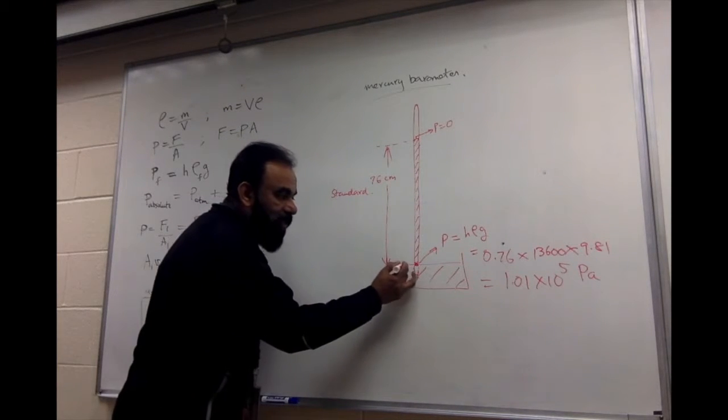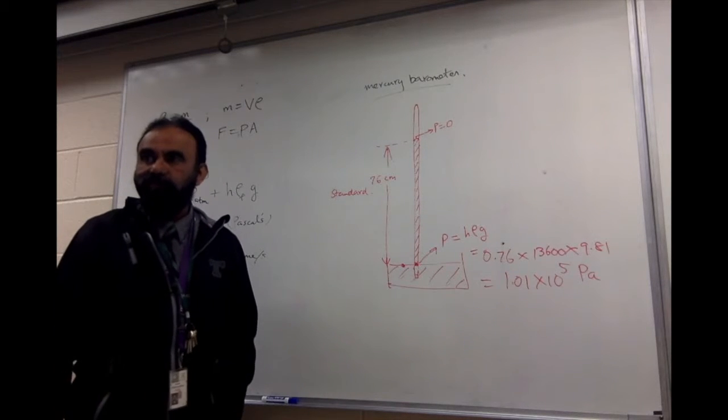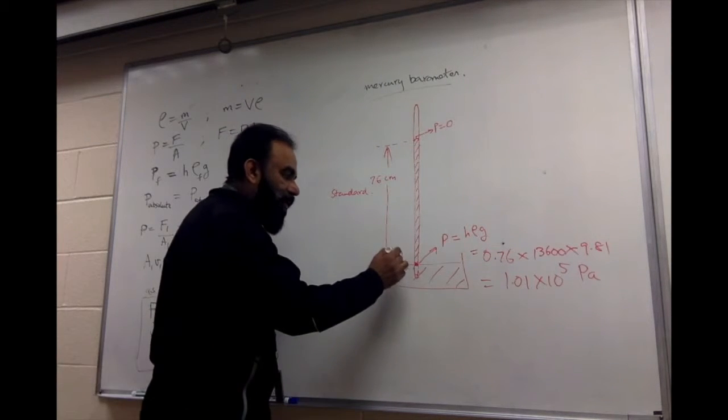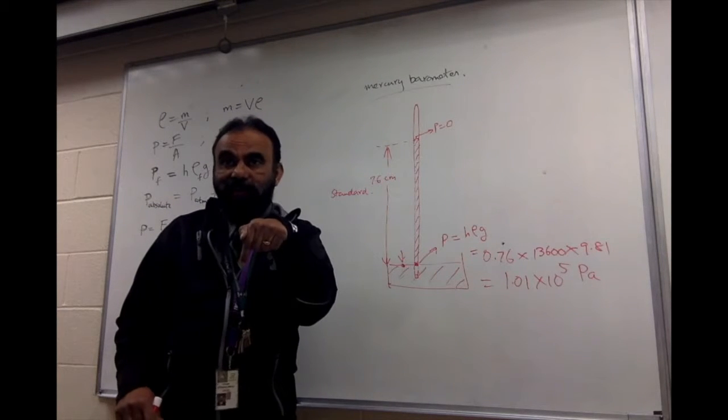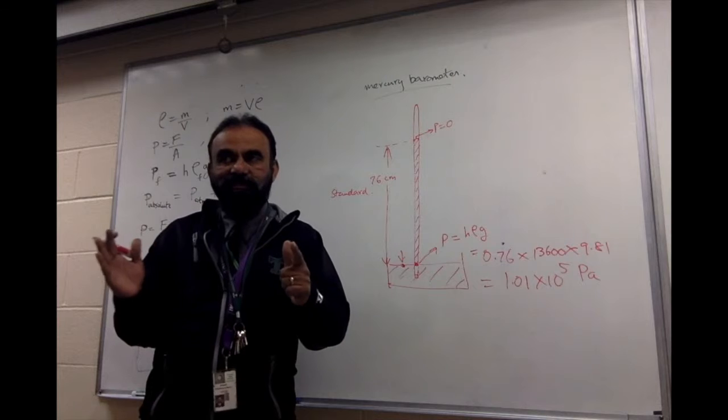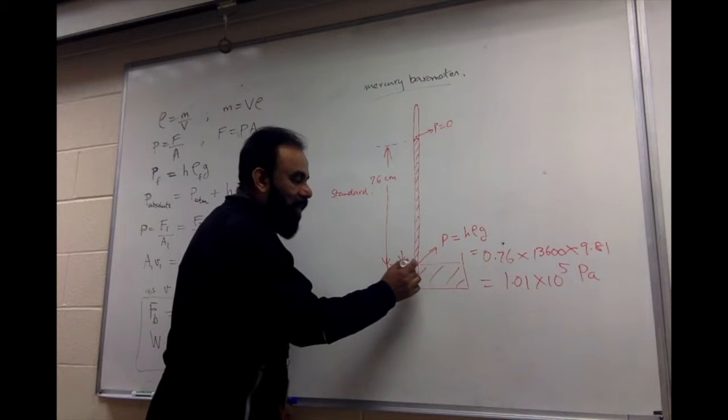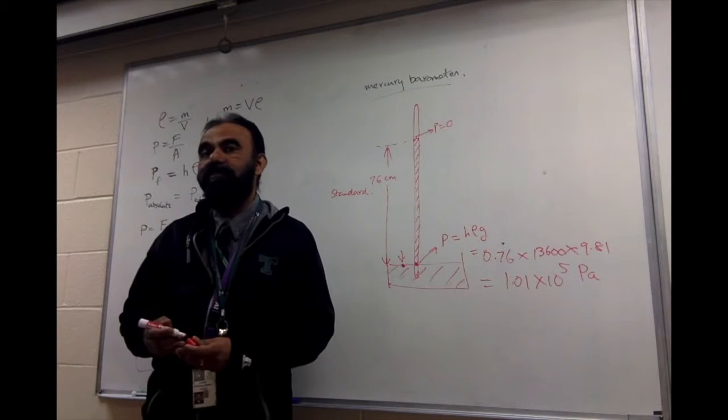So, what's the pressure here? 14.7, which is the same as atmosphere. So, what is pushing from here is the outside atmosphere. What's pushing inside is the mercury. And they should balance, because at the same level, the pressures are supposed to be the same.